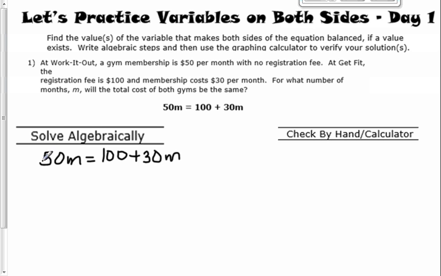Since 50m is already here by itself, the easier choice is to go ahead and move the 30m over to the other side. Then I can put them together. Now, in order to move it, I have to do the opposite. Since they're adding 30 times m, I want to take it away because I want to undo that. So I want to take away 30 times m. I do it to one side, I do it to the other.